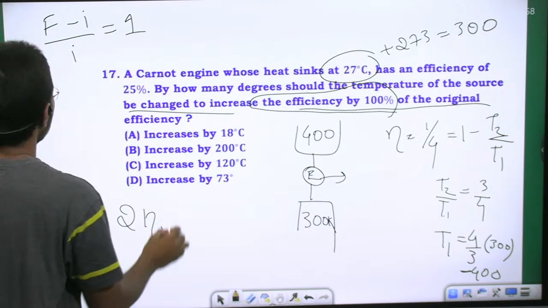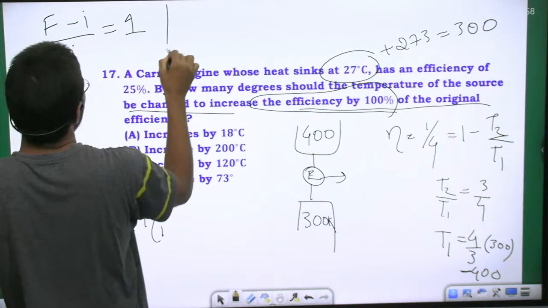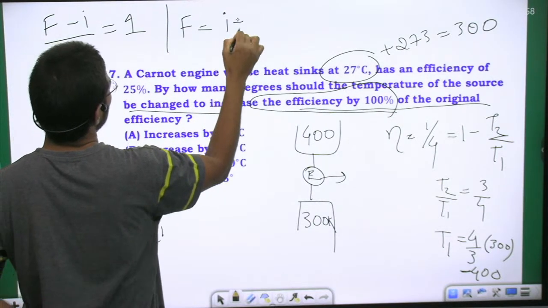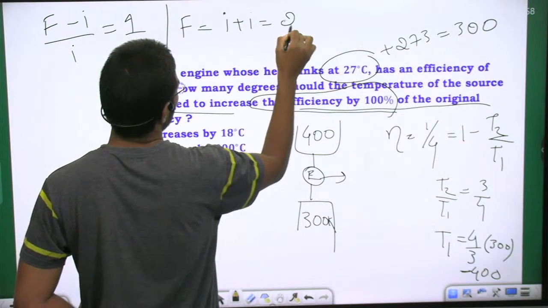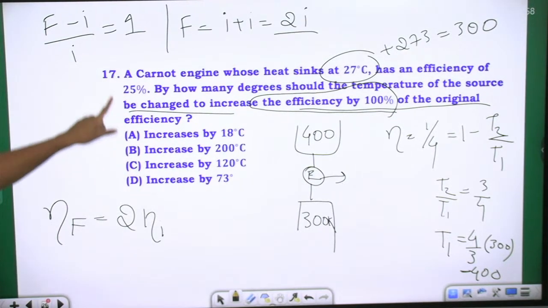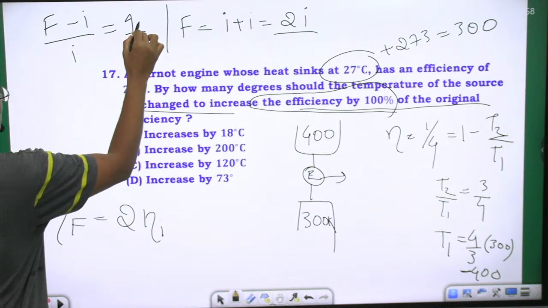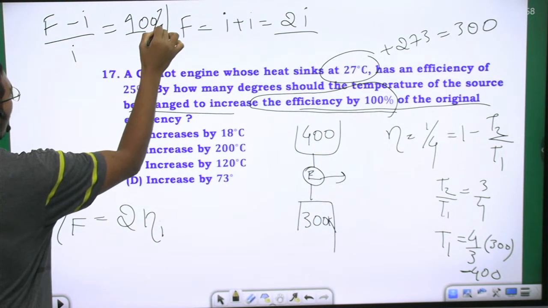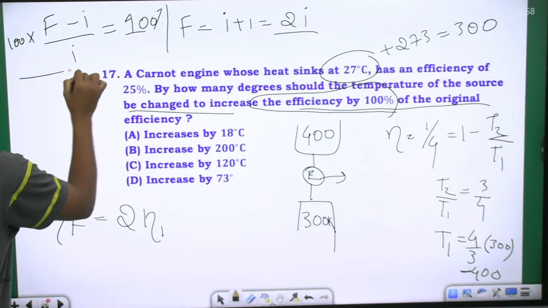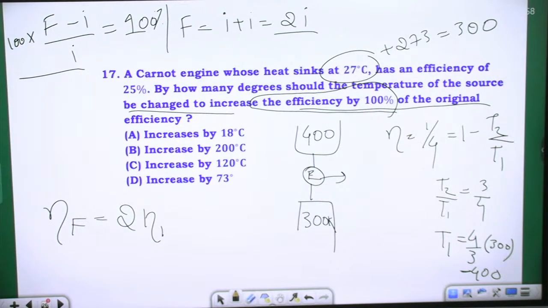What do we get from here? Final is equal to initial plus initial, which is 2 initial. So the final efficiency will be 2 times the initial efficiency, which means 100% into 100, which means the efficiency is getting doubled. So if you double the efficiency, what should be the T1? That's what he's trying to ask.